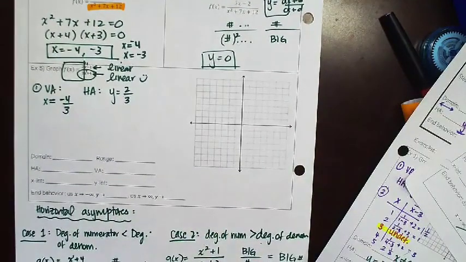Example 5. We have a linear over linear, which is nice.